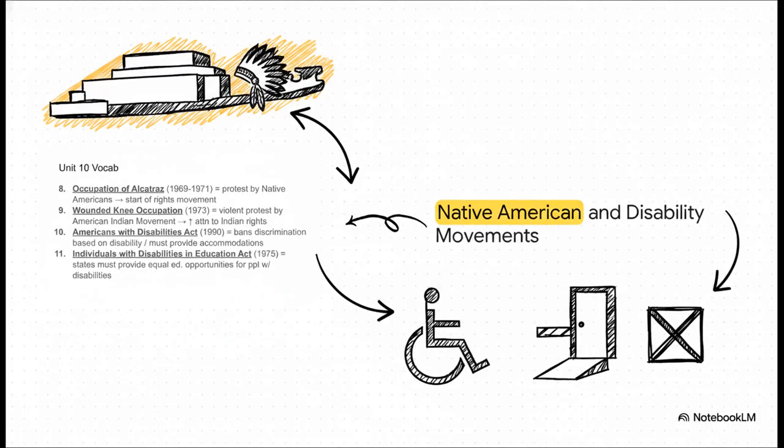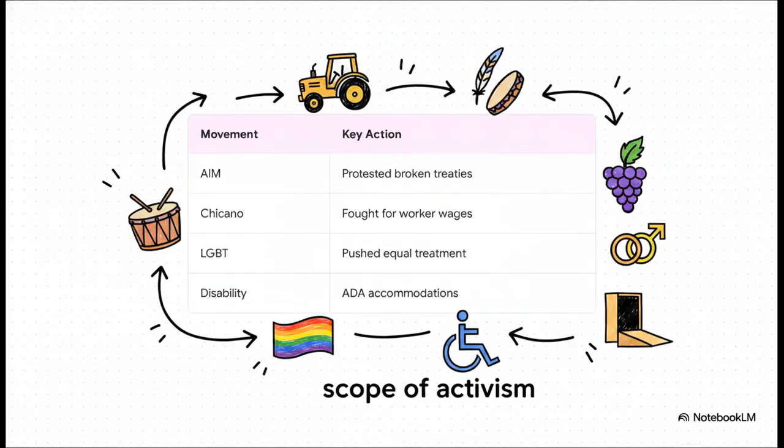But it wasn't just the women's movement. Other groups mobilized rapidly during this time too. For instance, the occupation of Alcatraz marked the fiery start of the Native American rights movement. And later, we see the Americans with Disabilities Act of 1990, an incredibly important piece of legislation that banned discrimination and legally required physical accommodations in public spaces. All of this brilliantly illustrates the sheer scope of this era's activism. You can really see how varied these movements were.